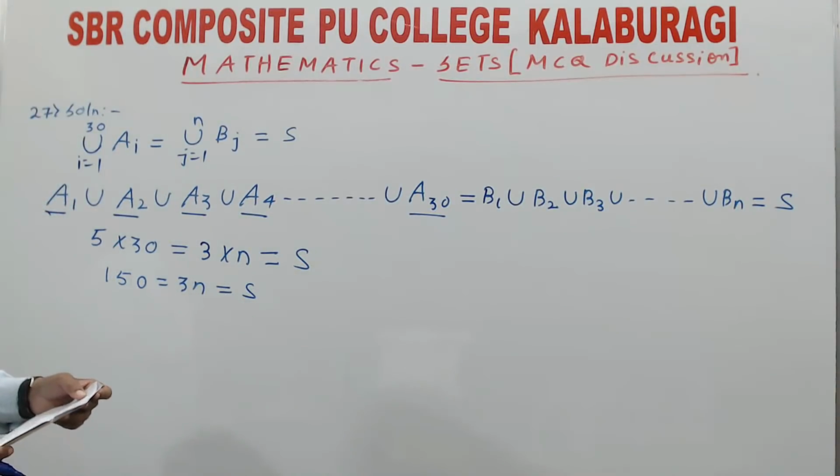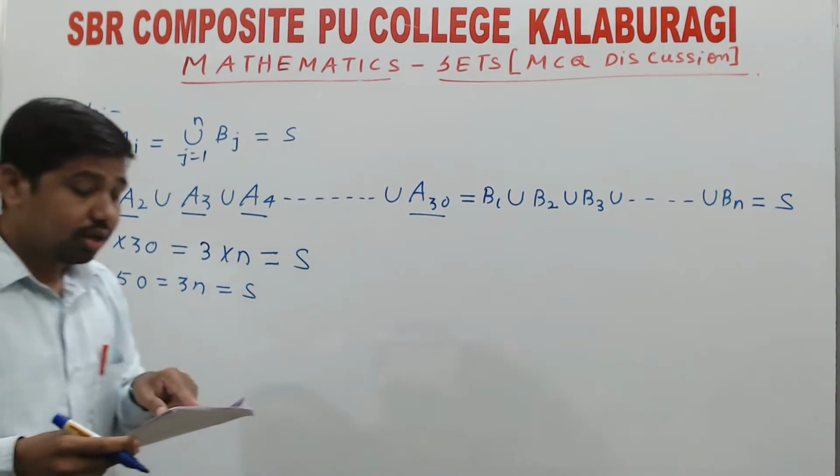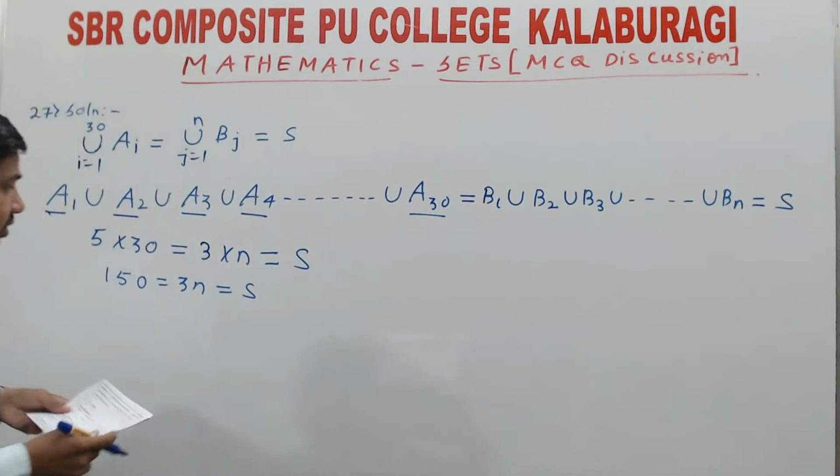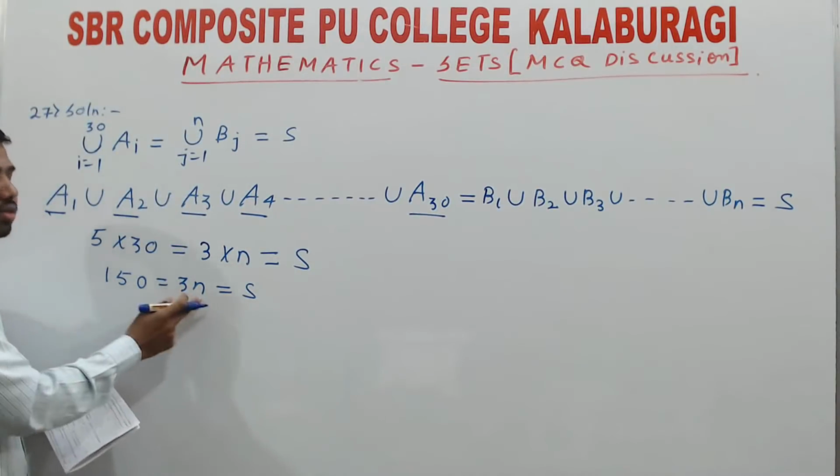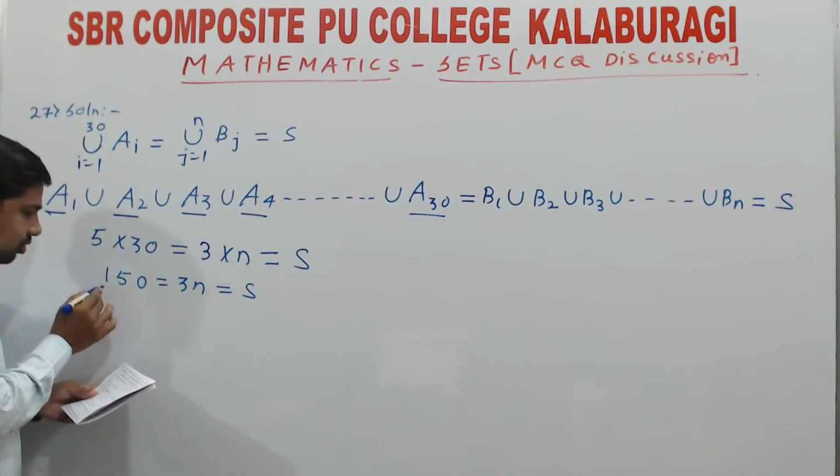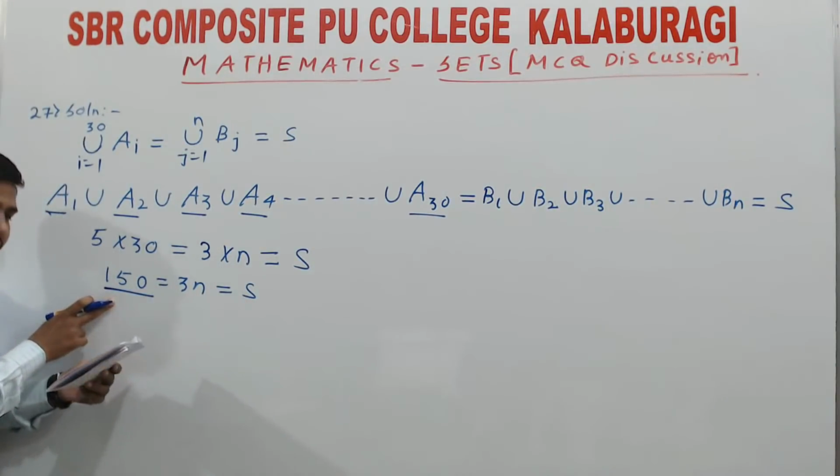Again, further, what is given? And each element of S. What is S? 150 as well as 3n. Each element, right? So a single element, each of the 150 elements are there.